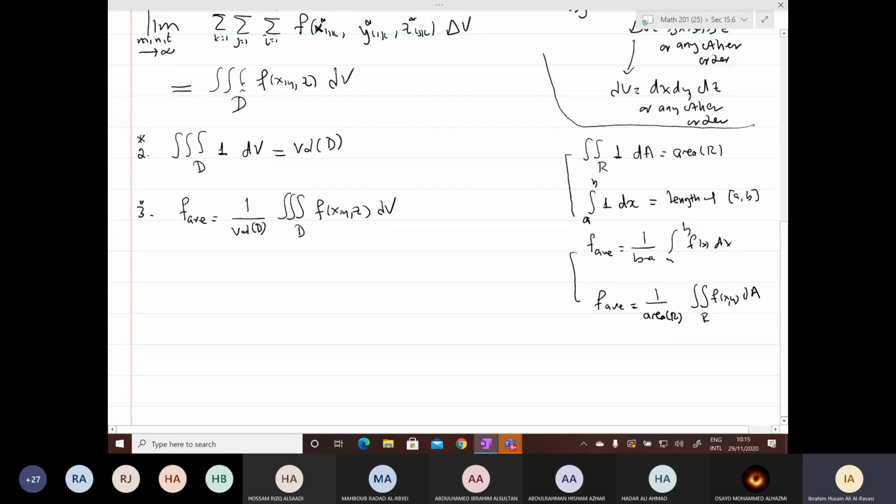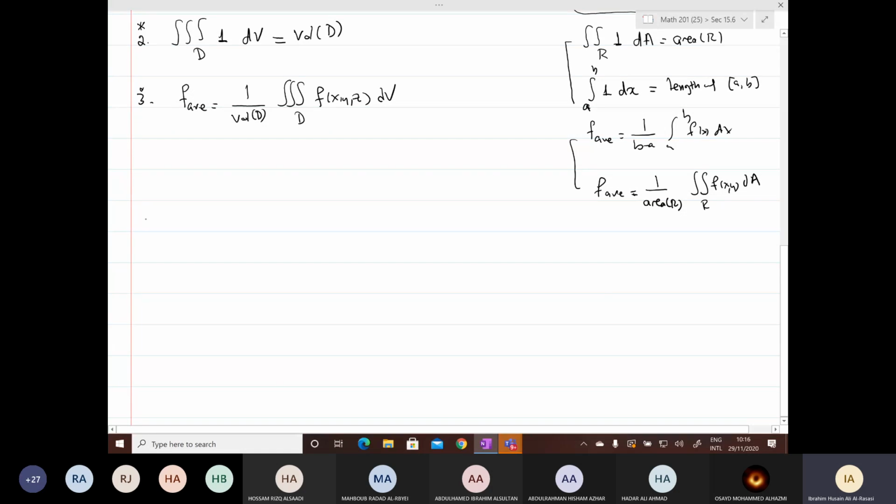To evaluate it, I need to set up the limits of integration, and that depends on D, the solid. So the next step is setting up the limits of integration, and there will be different types of D. The first case: D is a rectangular box. Let me sketch a rectangular box here. It will be something like this.